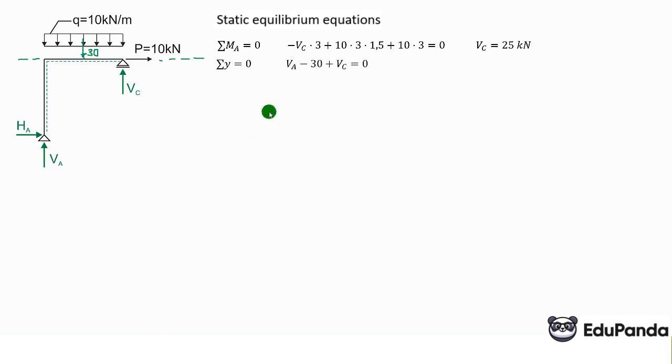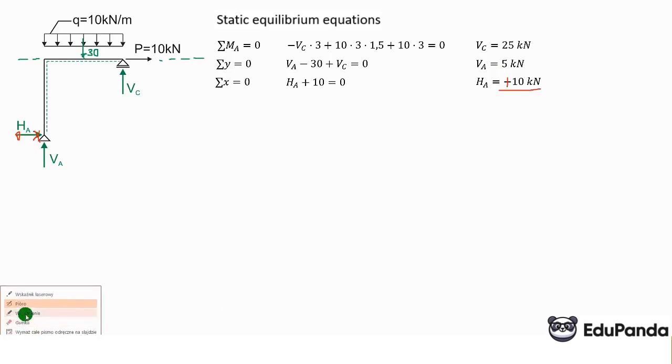From the sum of projections on the y-axis, VA minus 30 plus VC equals 0, VA equals 5 kN. And from the sum of projections on the x-axis, HA plus 10 equals 0, so HA equals minus 10, meaning I marked the direction of reaction HA incorrectly, so we cross it out, mark it in the opposite direction, and then we do plus and underline it to remember that we did this. Now that we have this done, it's time to write equations and draw graphs, so let's do that.